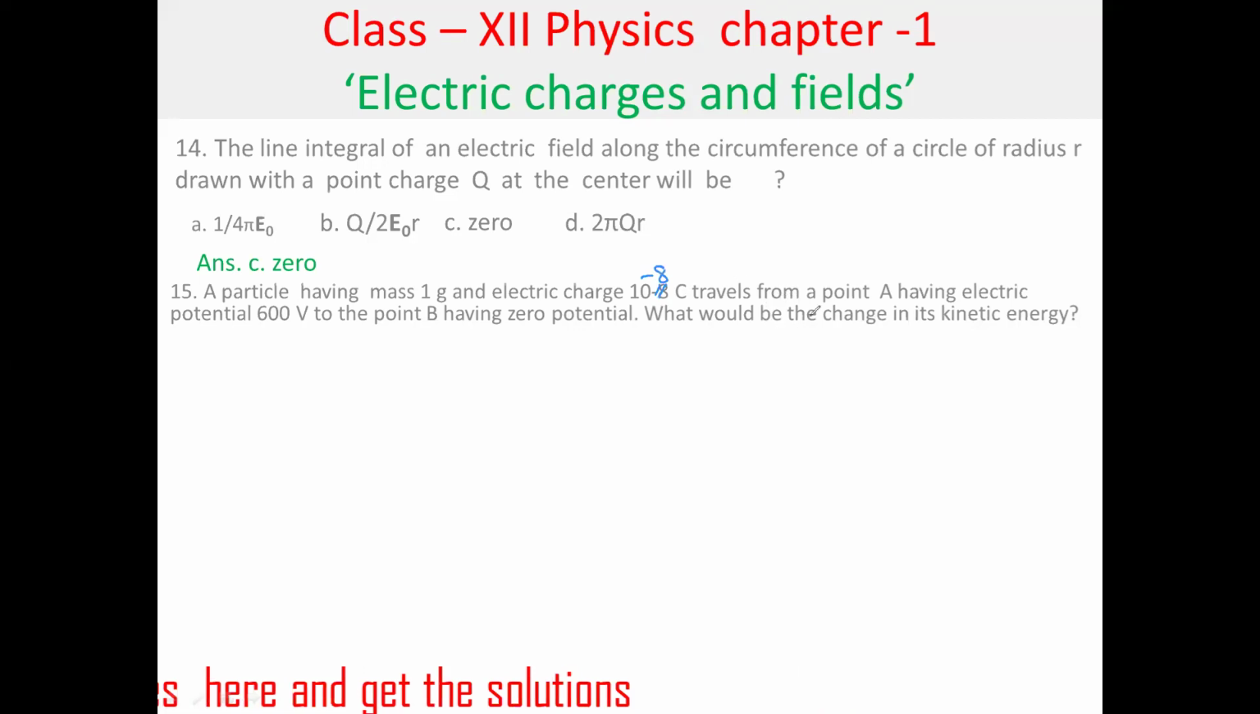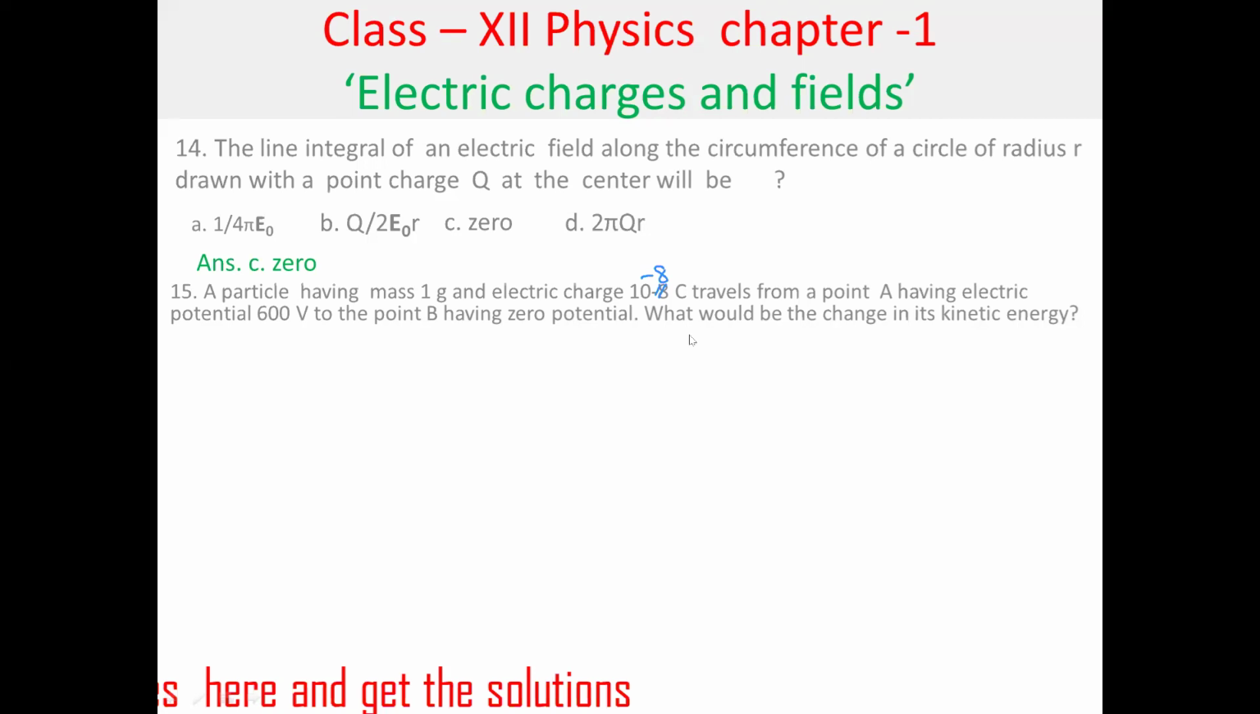Travels from a point having electric potential 600 volt to a point having 0 potential. What would be the change in its kinetic energy?